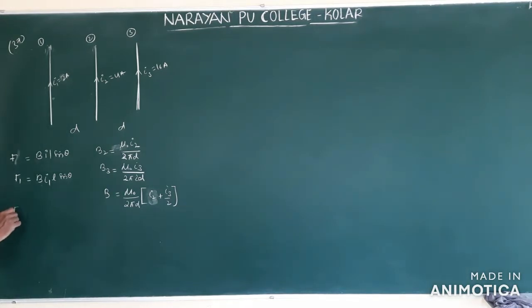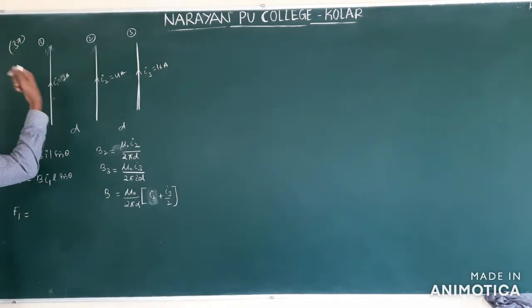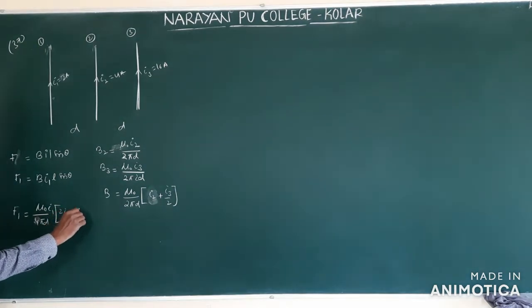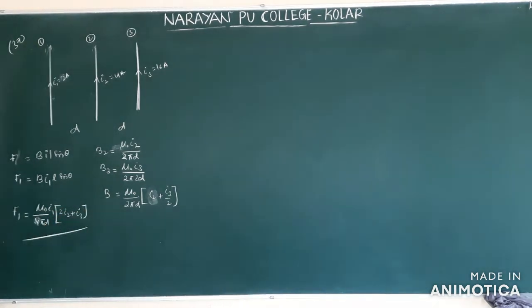Now F1 is equal to B I1 L, acting perpendicular, sin 90 is 1. So mu naught I1 by 2 pi d, or if you take the LCM, this will become 4 pi d, times 2 I2 plus I3. This is F1. Clear? Next, this is the force on 1.